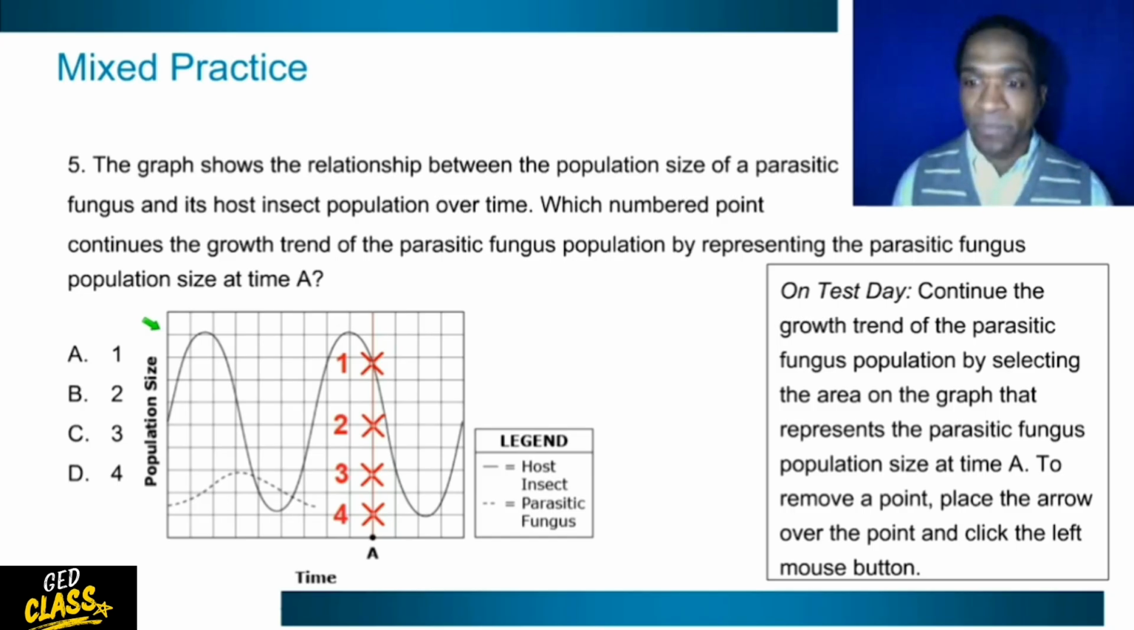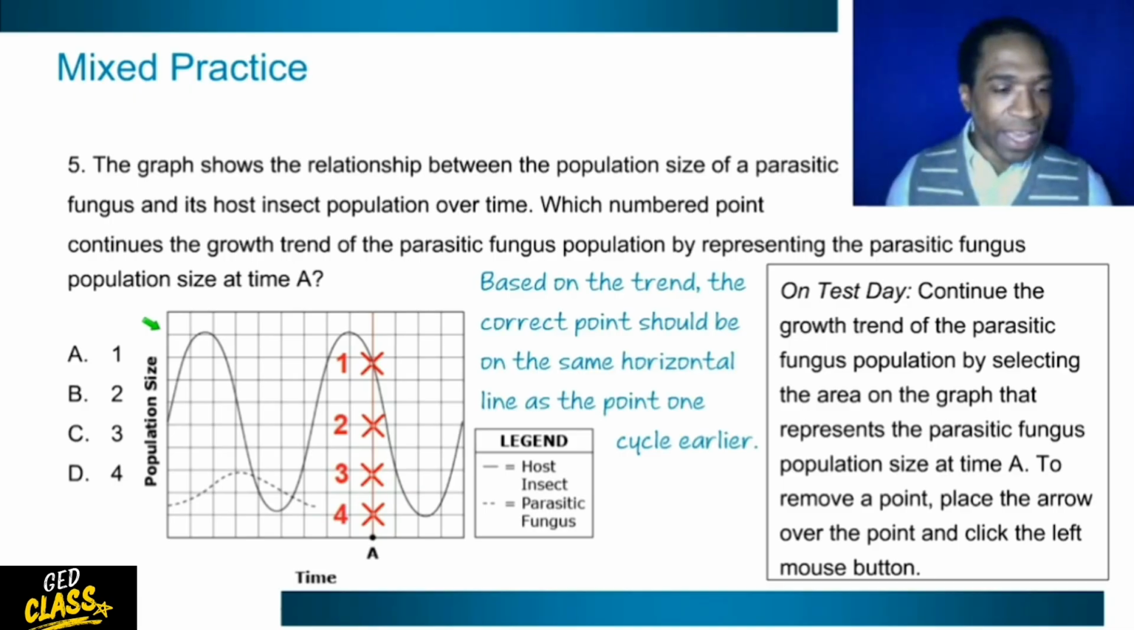So at time A, the fungus line should do the same, repeat itself. Or in other words, let's see this on the slide. Based on this trend, the correct point should be on the same horizontal line as the point 1 cycle earlier. So which of the 4 points at time A, 1, 2, 3, and 4, matches where the fungus line was exactly 1 cycle earlier? Pause the video again to find that correct point on your own.